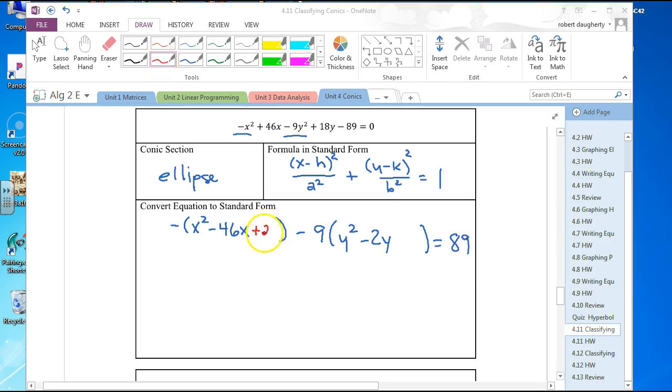Negative 23 times. Well, 23 times 23 squared. What goes here? 1 squared. Half of 2, right? So it looks like I added 23 squared, but what did I really do? I subtracted 23 squared. Here it looks like I added 1, but I really subtracted what? 9. Okay. So 23 times 23. 529 plus 80. Negative 449. Okay.